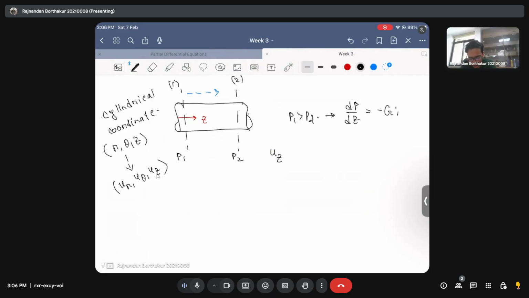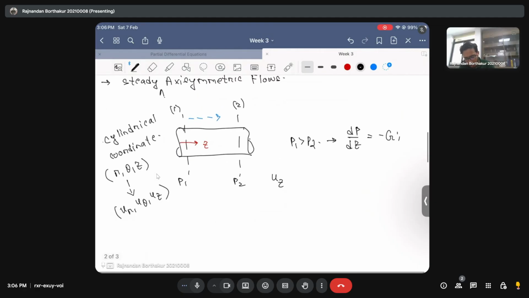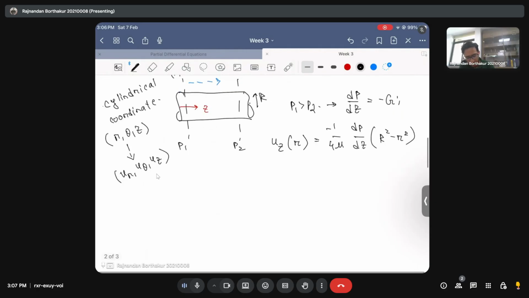Okay. So what you saw is that in these flows, which we call circular parabolic flow, or sometimes Hagen-Poiseuille flow, which is the more common name that fluid dynamics uses, you had a non-zero uz which is just a function of r. You saw that this is a parabolic profile. If the pipe radius is R, uz is equal to minus 1 by 4 mu dp dz times (R square minus r square). I think this is how the velocity profile looks in a circular parabolic flow.